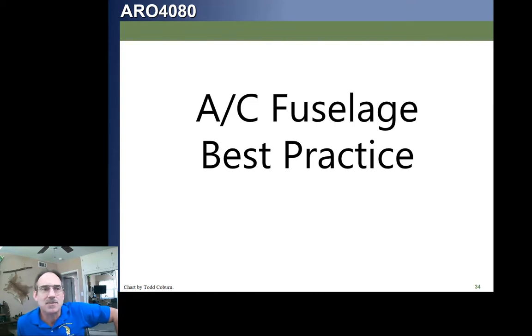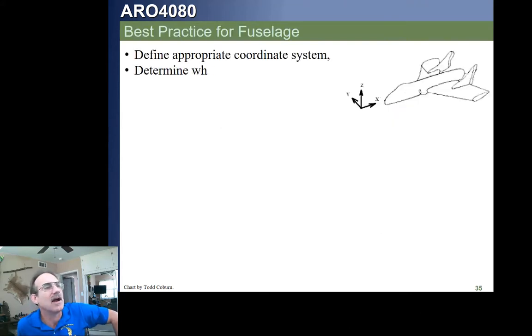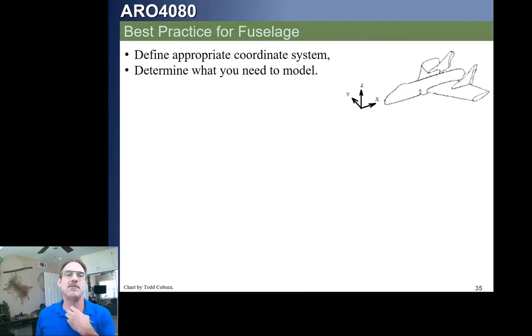All right, so let's look at some best practices. We learned one NASTRAN card, and we got some ideas. Hopefully you got a little bit inspired by some of the stuff I showed you. Okay, here is a little aircraft. We're going to want to define our coordinate system. Often for a coordinate system of models, we'll start at the front end. This is pretty standard in industry.